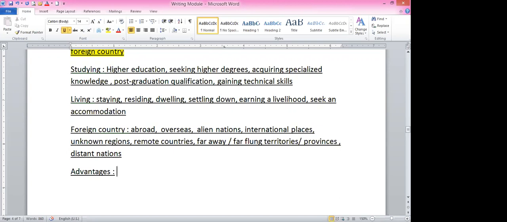So what do you think? Why do you want to travel to a foreign country? Either for education, or you want to seek a job in a foreign country, you want to immigrate to a foreign country. Why do you want to go? What are the advantages? No advantage, or are there?